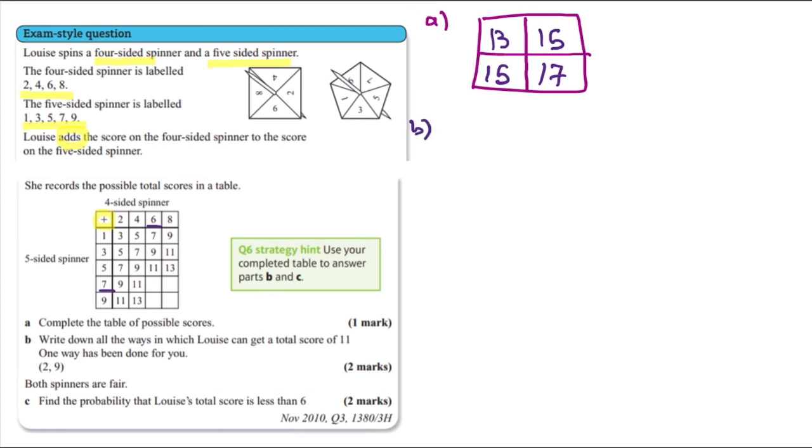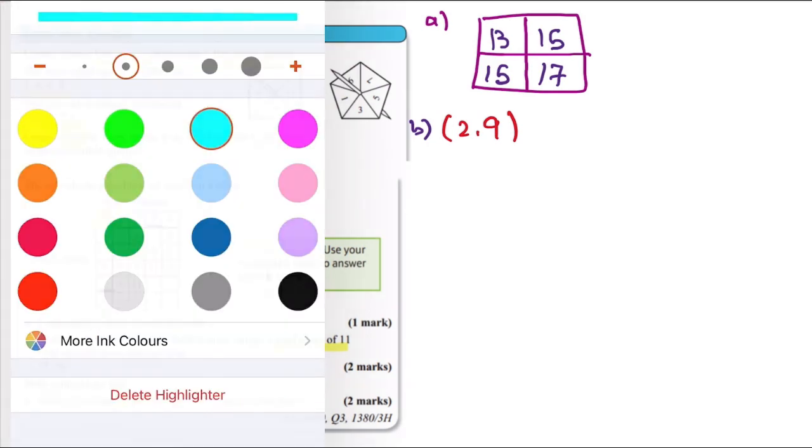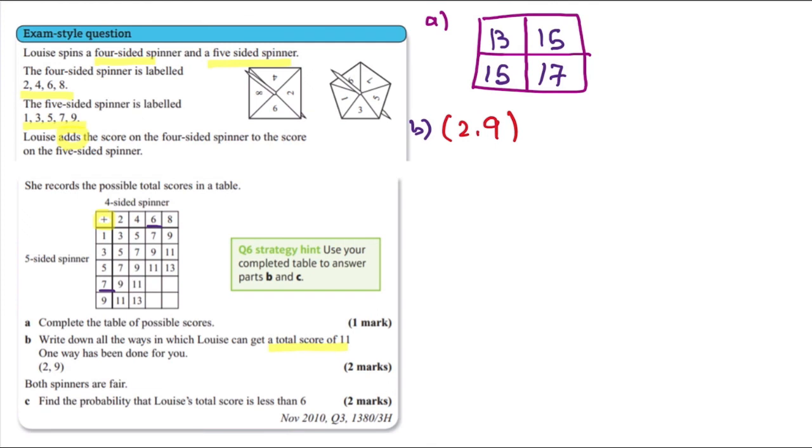Now part B is to write down all the ways in which Lewis can get a total score of 11. So I'm going to highlight it. We are looking only for those which give us a total score of 11. One way is done for you, which is 2 and 9. Let's see what else is giving us 11. I'm changing the color. Here you go, this is another highlighter color. This is giving 11, this is giving 11, this is giving 11, and this is giving 11.